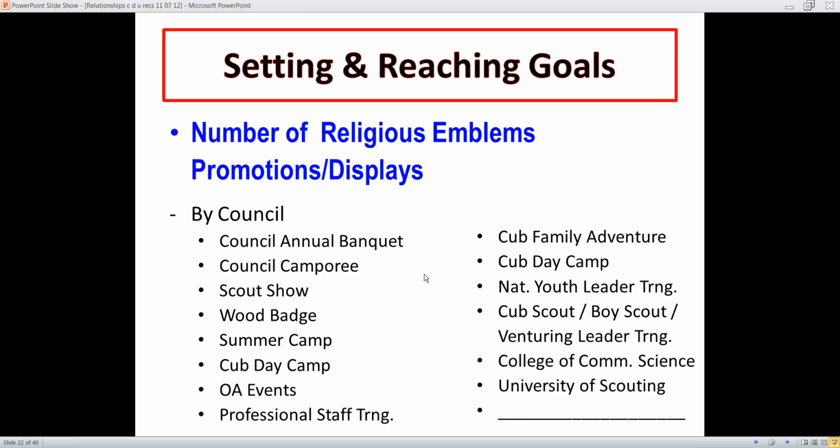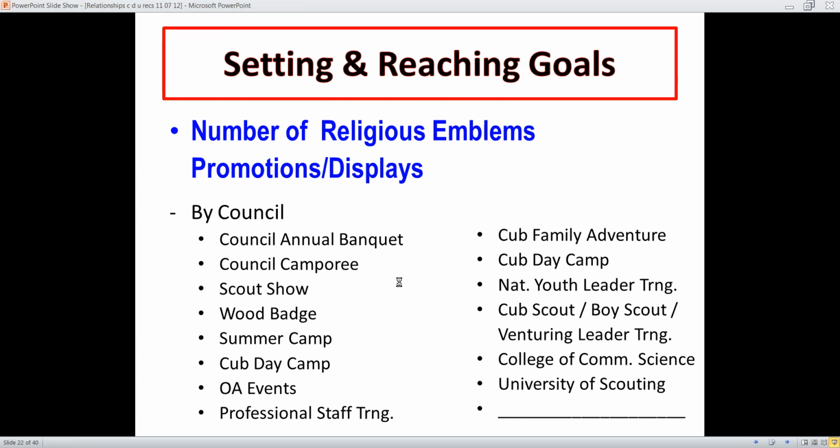The council banquet, certainly an exhibit. Nothing has to even be said. Simply a staffed exhibit there would help. The camporees and scout shows surely would, and summer camp and day camp, OA events, professional staff training, Cub Family Adventure, day camp, youth training of all sorts, College of Commissioner Science, University of Scouting. You can make a longer list. Maybe some of those are not as widely attended in your council, but there are others. So setting a goal for this causes us to sit down and really make a list of what's the potential, and then to set a realistic number there.